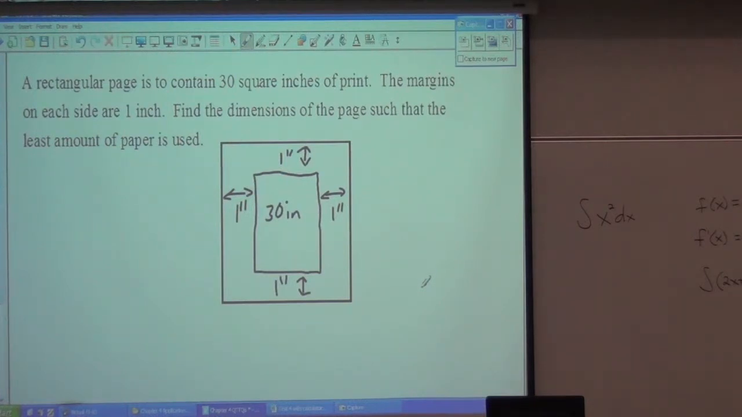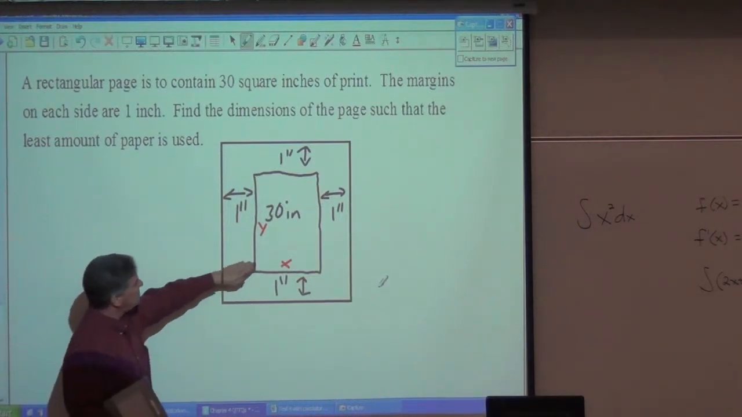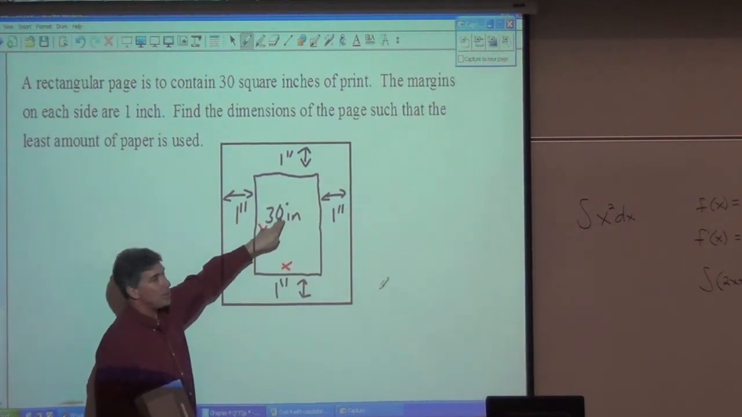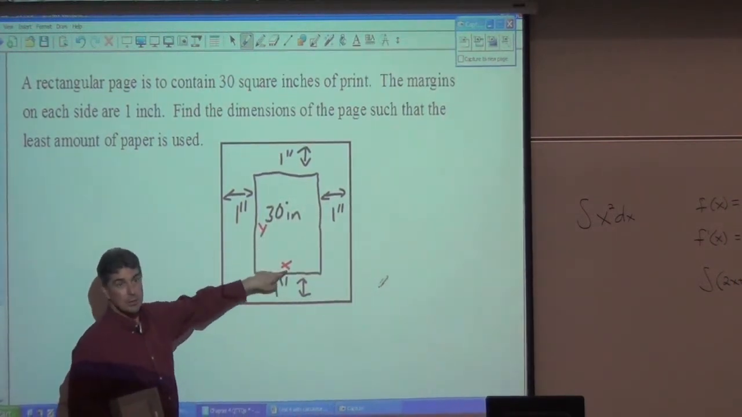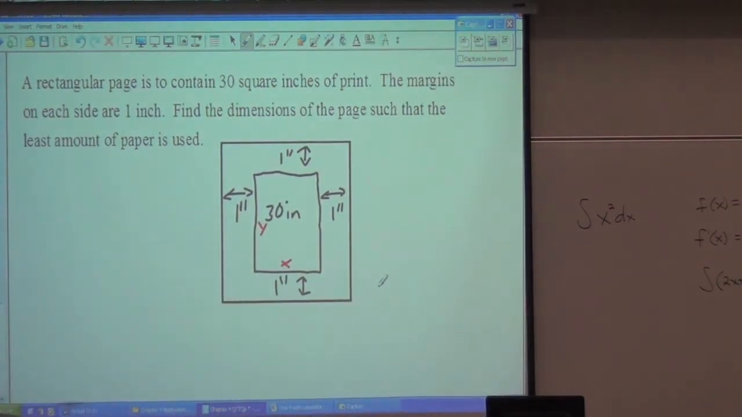So we want to label this somehow. And I would probably suggest calling this X and this Y. The main reason is that when they tell us this printable region has to be 30, now we know what X times Y is. X times Y is 30. That gives us a place to start.